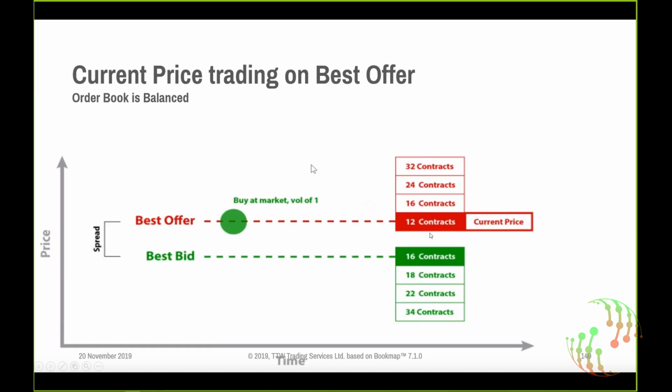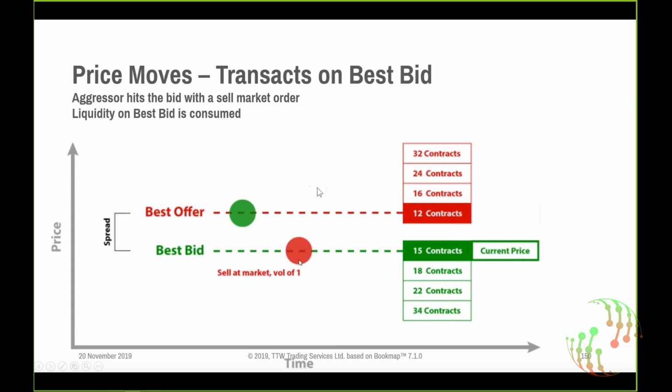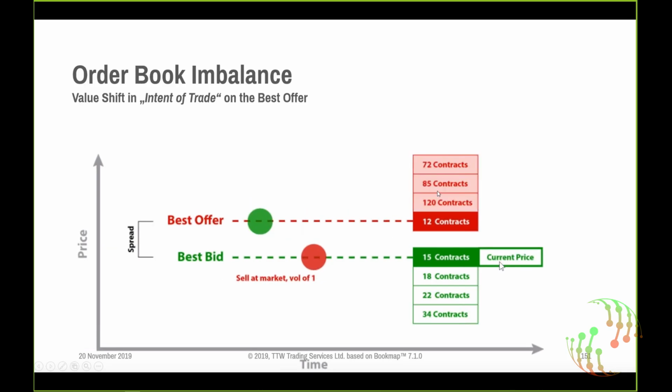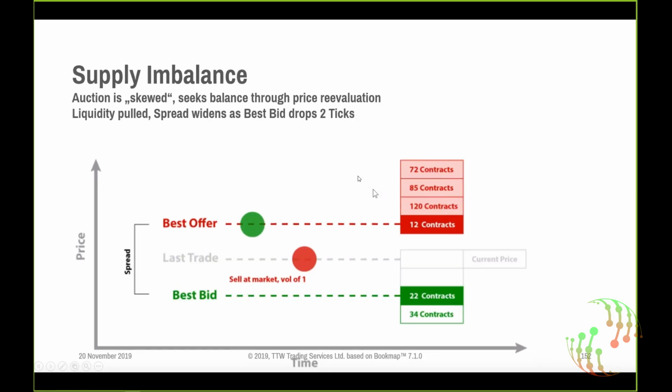So current price trading on best bid, the book is balanced. Let's take the other one. Now sellers come in, liquidity is consumed, and then what is happening, this is the intention of the trade. That means, as discussed, they want to sell. The bid side is weaker than the sell side. Auction is skewed, seeks balance through price re-evaluation. Liquidity pulls, spread widens as bid drops 2 ticks, for example.